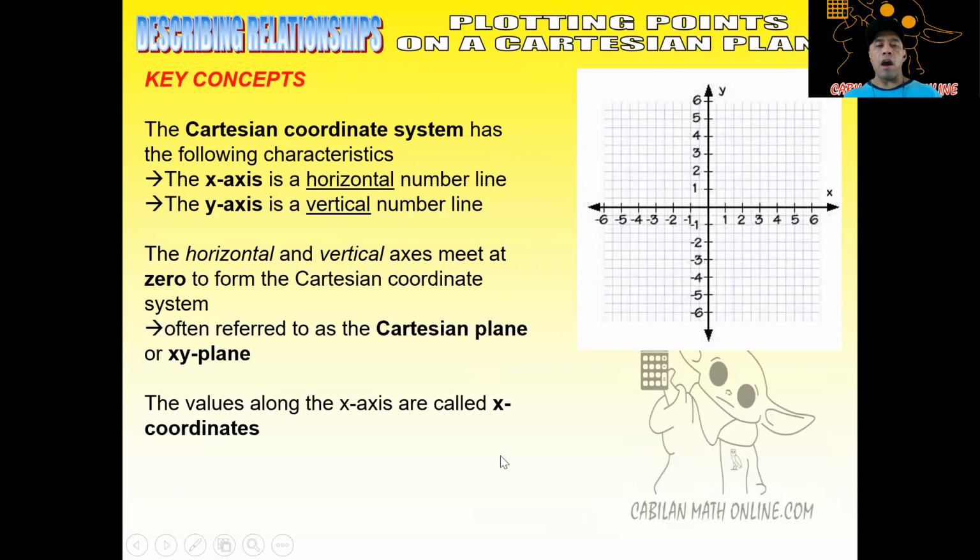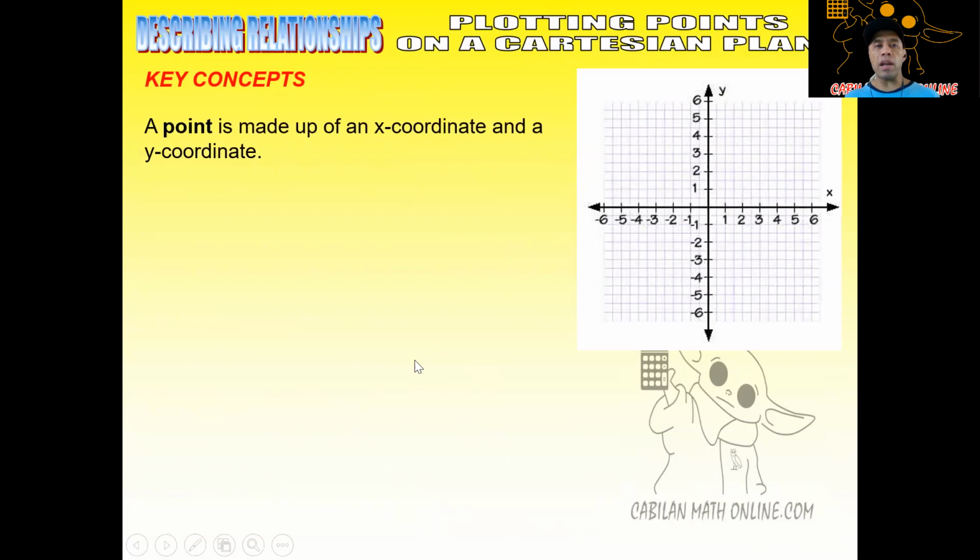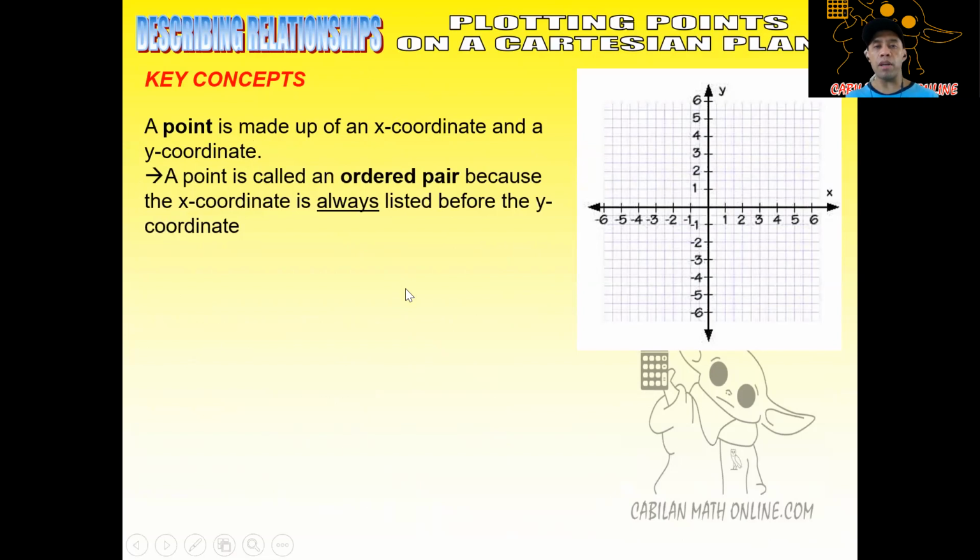Now, a coordinate consists of two numbers: an x coordinate and a y coordinate. When you have an x and y coordinate, this is known as a point. The point consists of two numbers, designated as x and y. Together, the two numbers make up a point, which is also known as an ordered pair, because there are two of them.